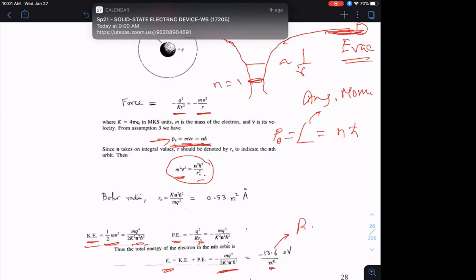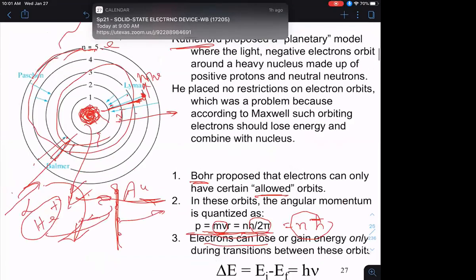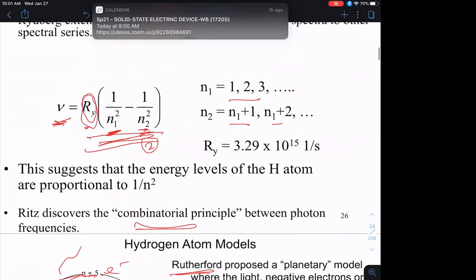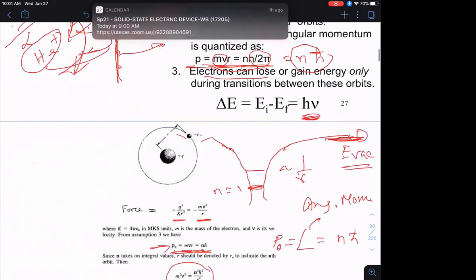And this energy is known as your Rydberg energy, after Rydberg, who first made this observation, okay? This is known as the Rydberg constant. It's related to this Rydberg energy, okay?